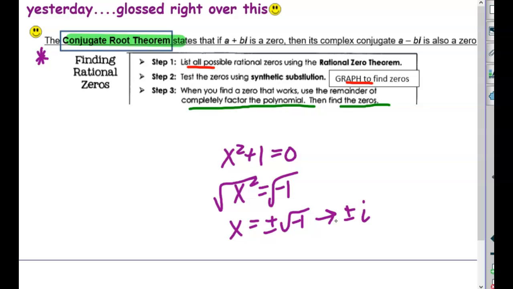That's because when you multiply those conjugates together, you will get a real number. And we didn't have any imaginary numbers in our original polynomials, so therefore they have to come in pairs so they cancel each other out and make a real coefficient.